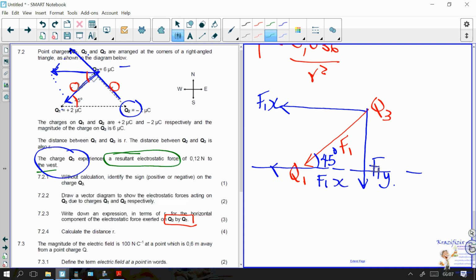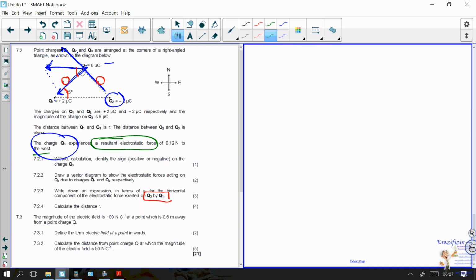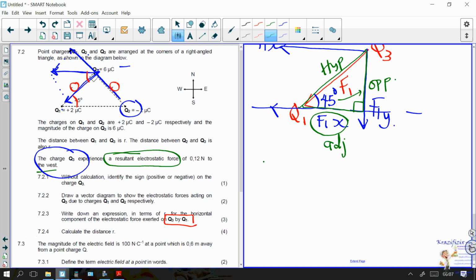I want you to see this right angle triangle that I'm putting now in green. Now, what do we know? I am looking for this. This side is opposite, all right? This is my 90 degrees. This side now becomes hypotenuse, which is my F1. And this side becomes what? Adjacent. So, what is my F1X? My F1X is the adjacent and hypotenuse.